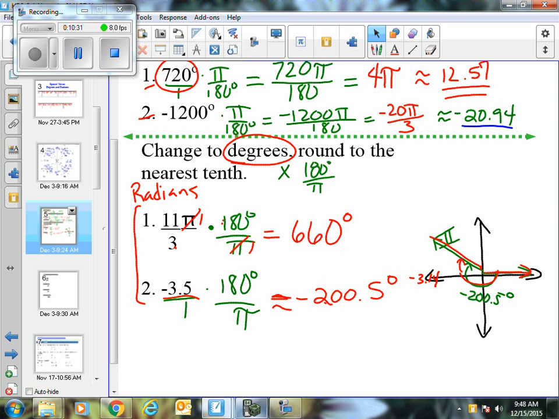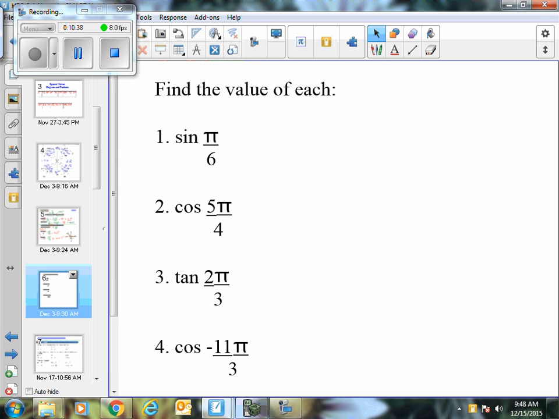Okay, so why are we doing all of this? Well, I need you to be able to function well in both units of measure because I need you to be able to do things like this. You're going to be finding values for special value angles, but they're written in radians as well.